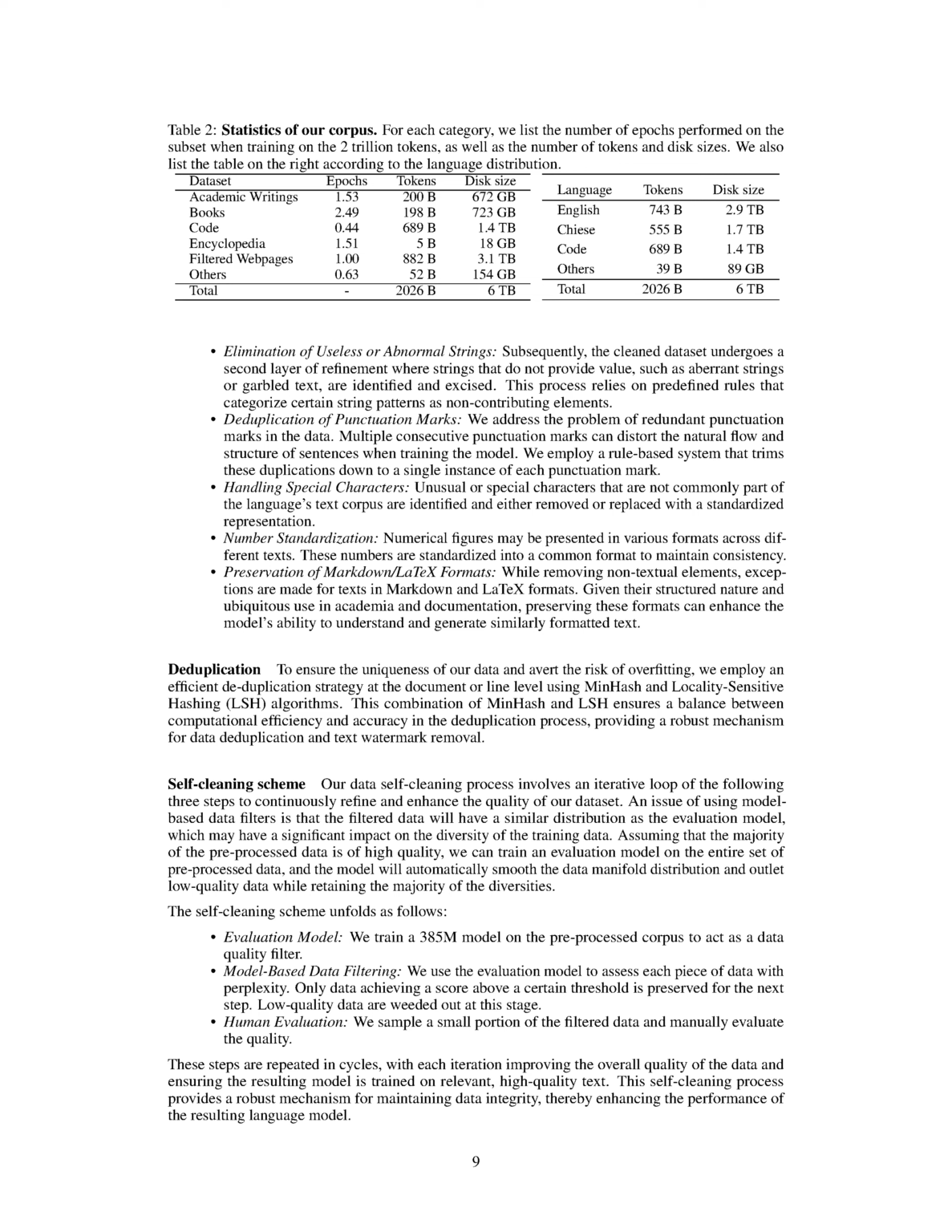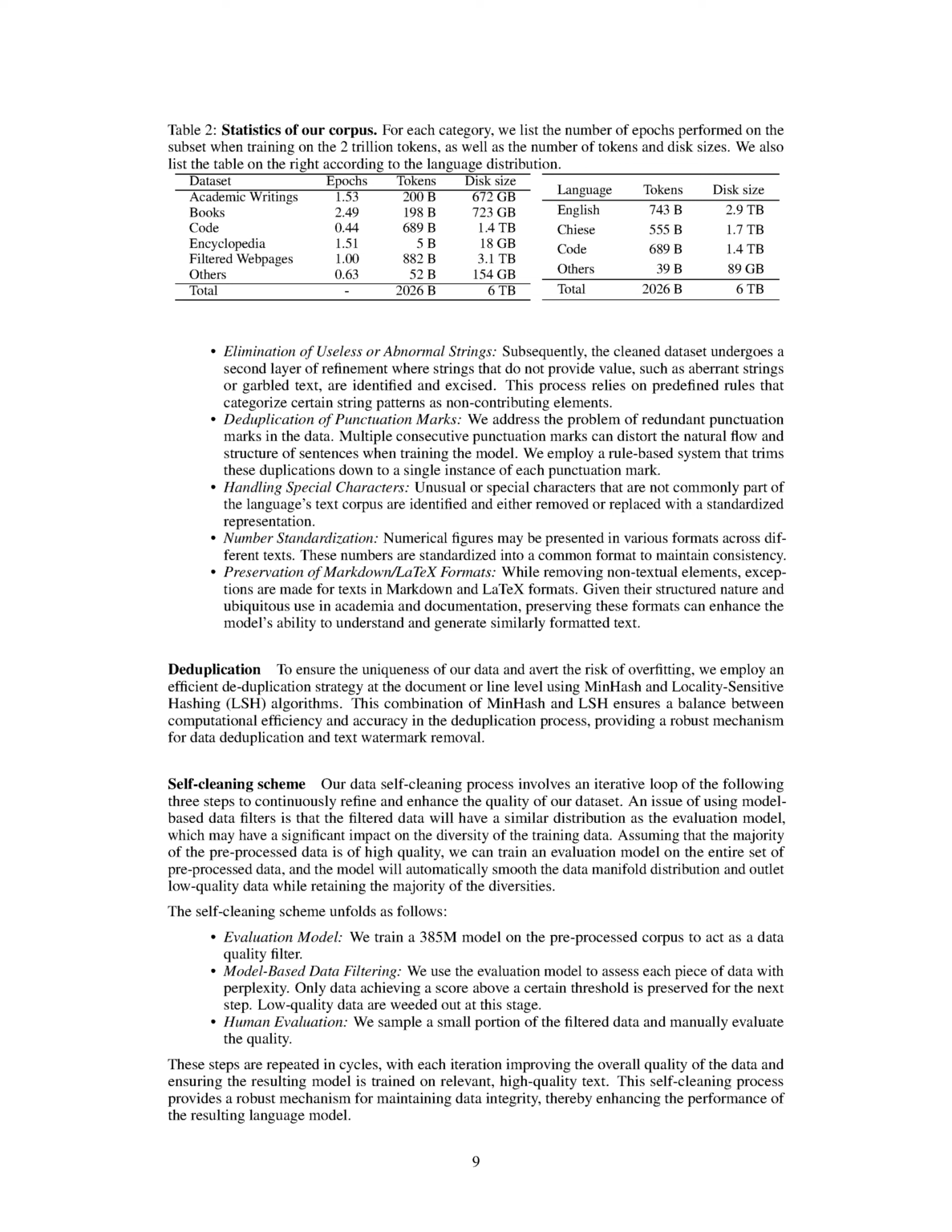Here's how our self-cleaning process works. 1. Evaluation model. We train a model with 385 million parameters on the pre-processed data. This model acts as a filter for data quality. 2. Model-based data filtering. We use the evaluation model to assess each piece of data based on its perplexity, which is a measure of how well the model predicts the data. Only data that scores above a certain threshold is kept for the next step.